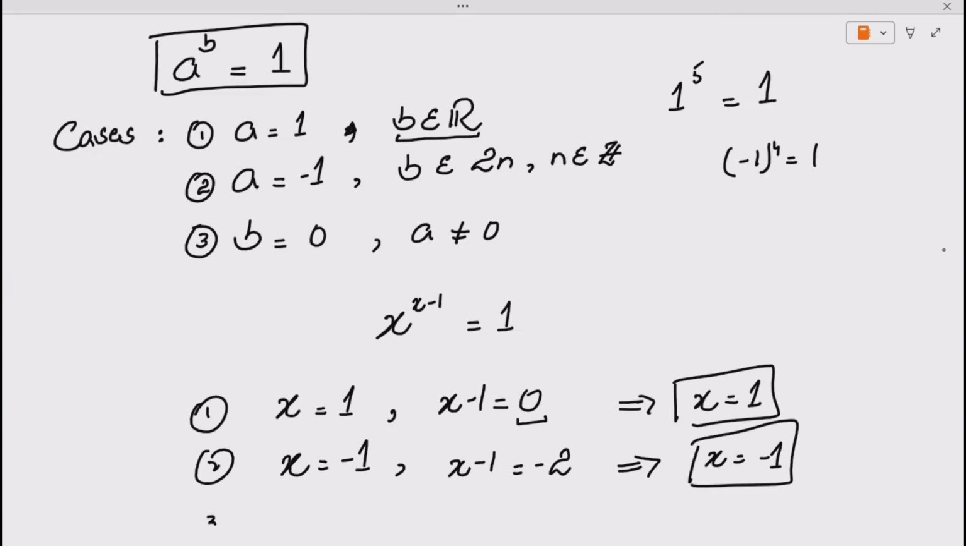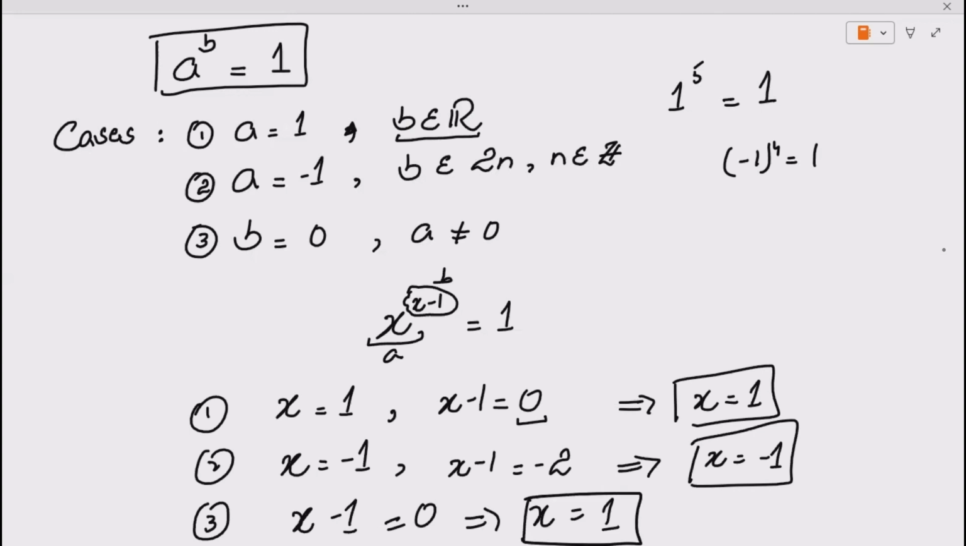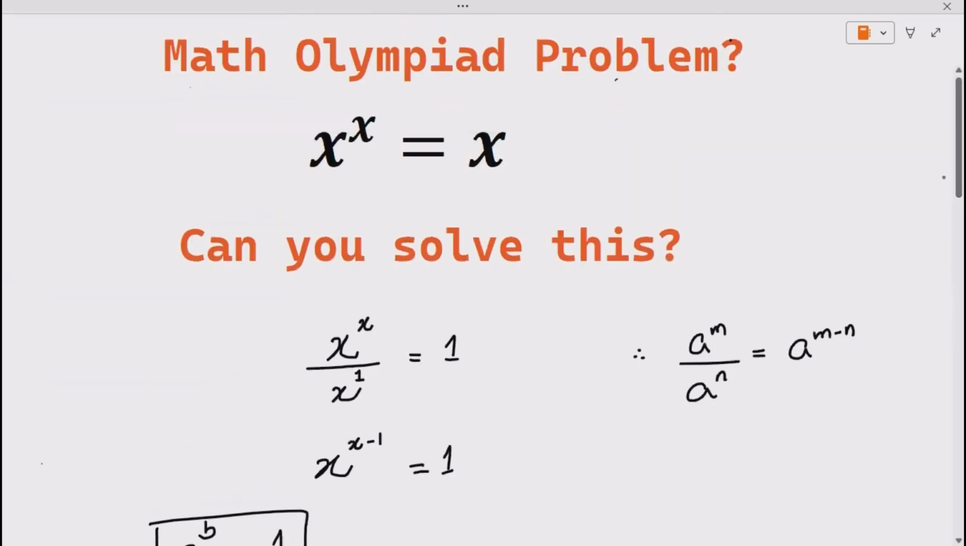Another solution according to case 3 is if I take x minus 1 equals 0, i.e. b equals 0, right? So this is our b and this is our a. So x minus 1 equals 0 gives me again x equals 1. So it means there are only two solutions of this equation, x equals 1 or x equals minus 1. So the answer here is x equals plus or minus 1. Both satisfy this equation.